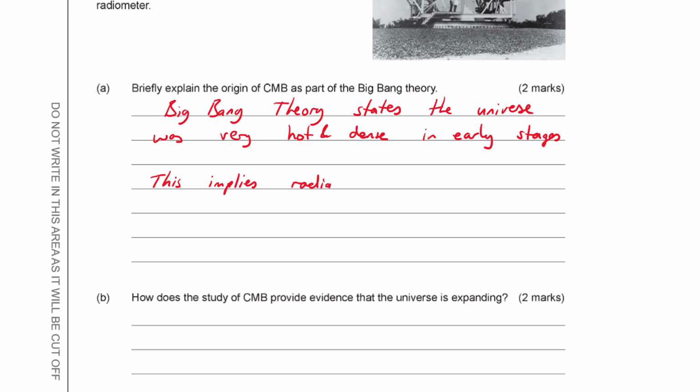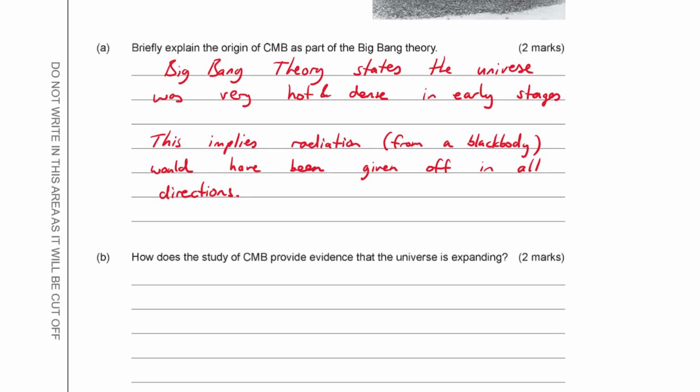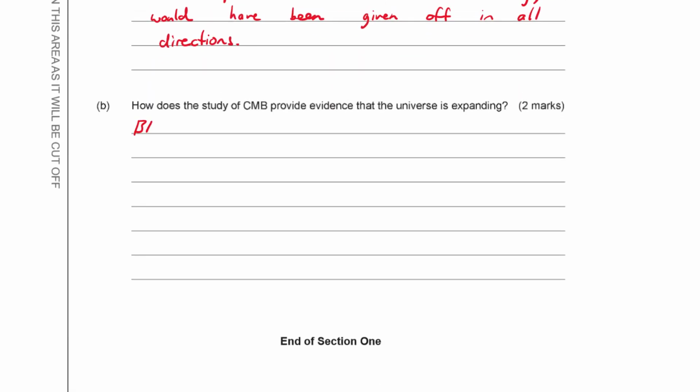So just as inflation started to occur and light could permeate through the universe, the light will be high energy, which means it'll have a low wavelength. So you need to specify that radiation, or black body radiation, would have been given off in all directions. And for part B, it's asking, how does the study provide evidence that the universe is expanding? So how does finding this cosmic microwave background radiation actually give us evidence of expansion? So not the Big Bang as such, but the expansion.